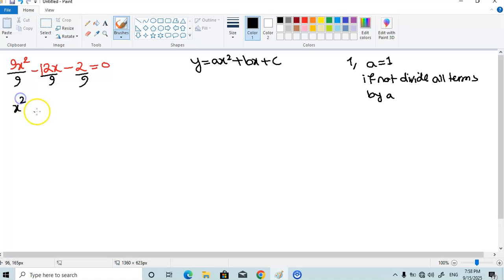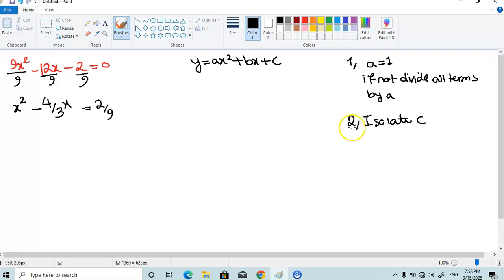so that a is going to be 1 here. So it's going to be x squared minus 12 and 9 are divisible by 3 both. And it's going to be negative 4 over 3x equals to, you have to isolate c in the second step, so I'm going to do it right away. So isolate c and move it to the other side. So it's going to be 2 over 9.